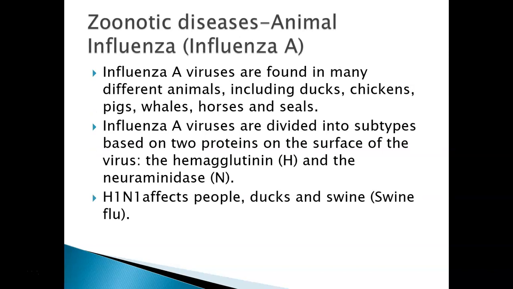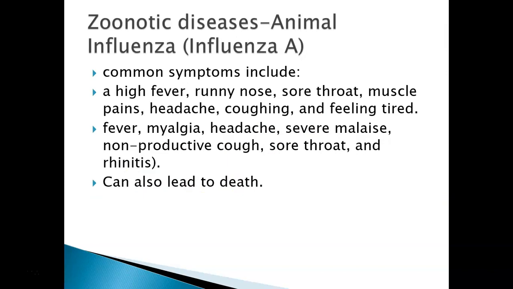Animal influenza: influenza A viruses are found in many different animals, including ducks, chickens, pigs, whales, horses, and seals. Influenza A viruses are divided into subtypes based on two proteins on the surface of the virus, the hemagglutinin H and the neuraminidase N, right? H1N1 affects people, dogs, swine, and of course we get the common name, swine flu.